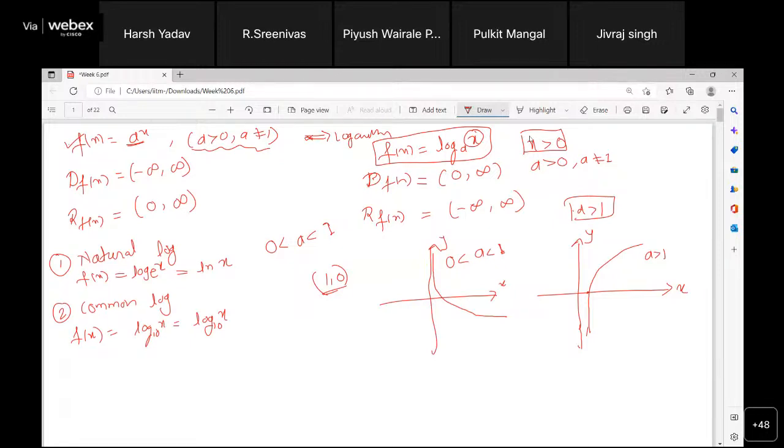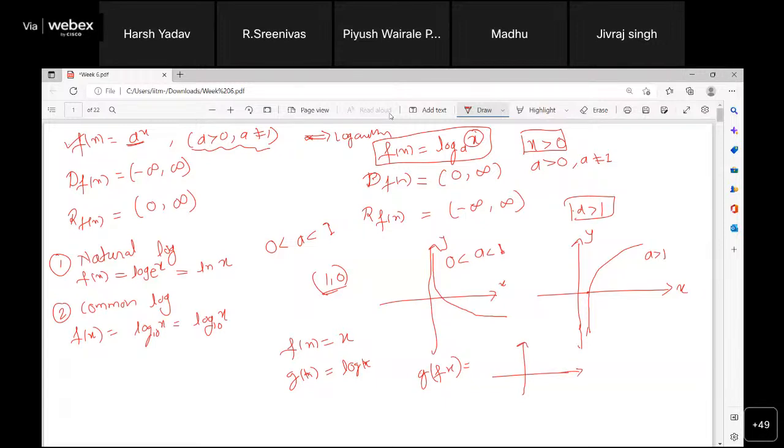About the graph that you have drawn here for a greater than 1, can you explain why it is like that? Okay, do you know what a composite function is? Suppose I have f of x is x and g of x is log of x, with g of t is t, and I want g of f of x. That is basically log of x only. So what is the graph of x?